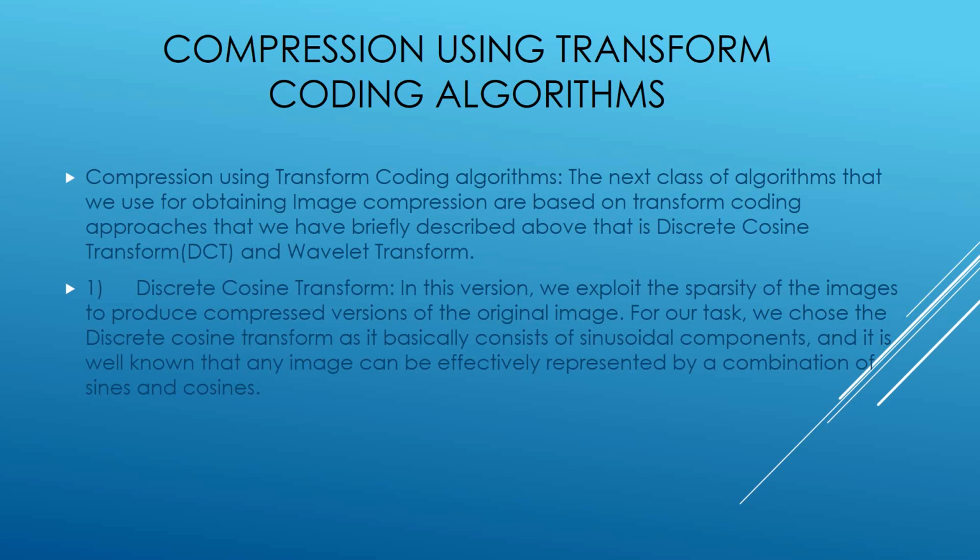In the discrete cosine transform, we exploit the sparsity of images to produce a compressed version of the original image. For our task, we chose the discrete cosine transform as it basically consists of sinusoidal components, and it is well known that any image can be effectively represented by a combination of sines and cosines. In this method, we assume that our image is generated as a linear combination of a coefficient vector and a set of basis vectors which form a dictionary. We pick a dictionary which can produce a highly sparse result with low error.